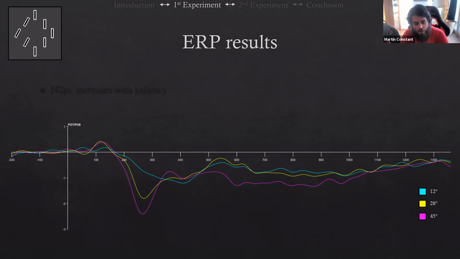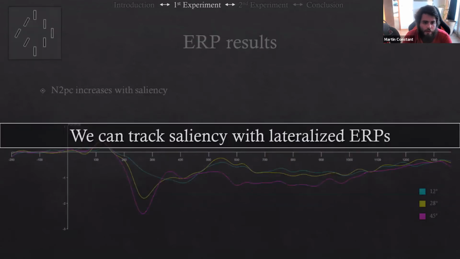This data is quite new, so we still haven't written much about it. So all that I'm saying today is sort of beta. The N2PC increases with saliency is still the main takeaway from this study, because all the displays evoked strong CDA. So yeah, we can track saliency with lateralized ERPs.